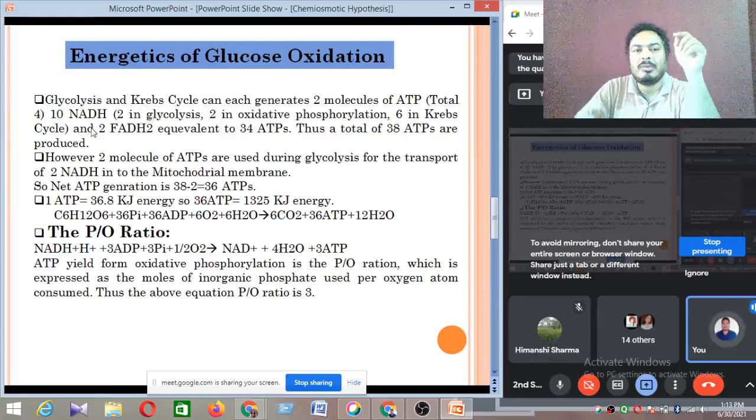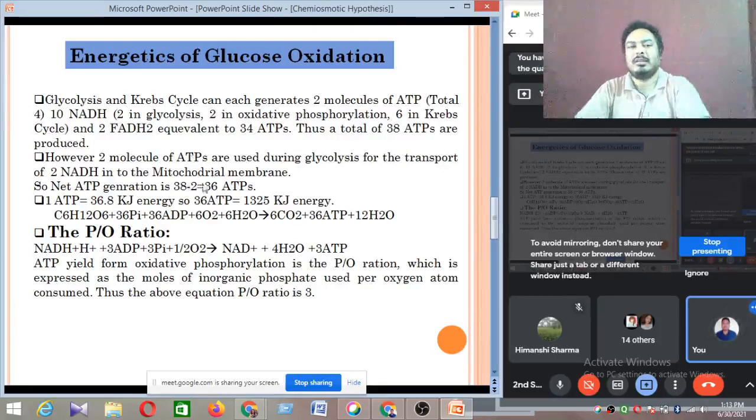What about FADH2? One FADH2 can produce 2 ATP. So 2 FADH2 can produce 4 ATP. So 4 plus 30, total 34. And already they produce 4, so 4 plus 34, total 38. 2 is utilized, so 38 minus 2, 36. So this is the ratio.